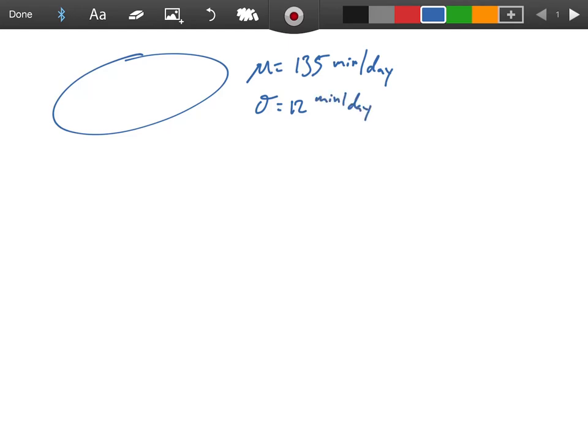Okay. Probably is a little bit bigger than that, but we're just making numbers up right now, so that's what we're going to use. So the first one is actually accurate. On average, 135 minutes per day on different forms of social media. And then I just made up that the standard deviation for this population is 12 minutes per day.